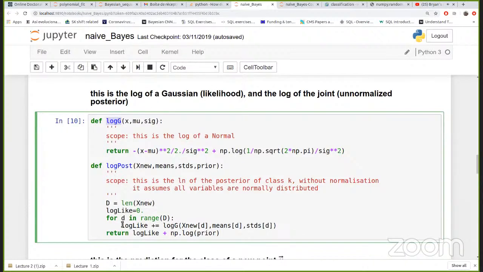So the log of the posterior is just the sum of the logs of all the likelihoods plus the log of the prior. But the log of the likelihood, since I have assumed conditional independence, is just the sum over all the dimensions, and there is a Gaussian for each dimension here. Okay.